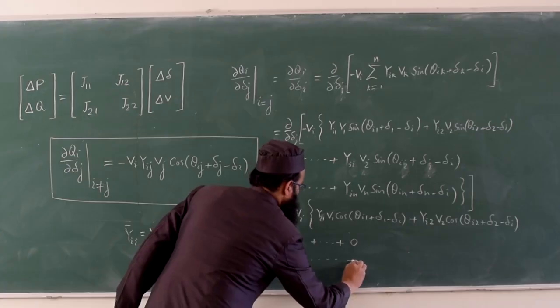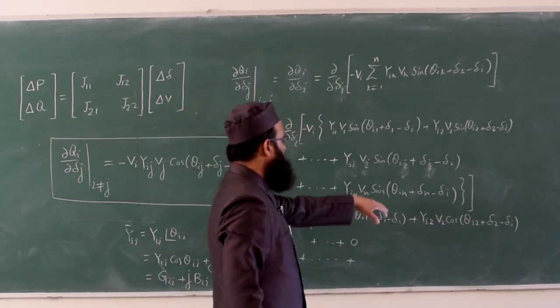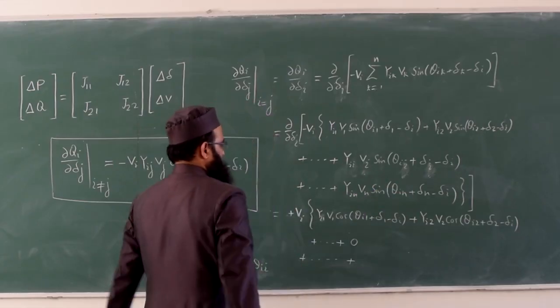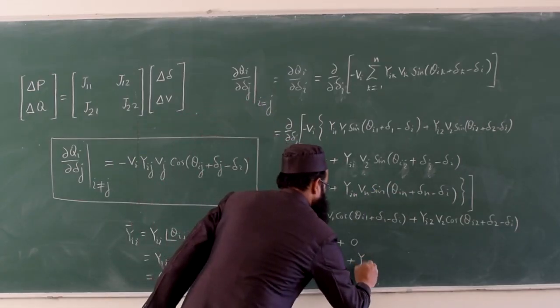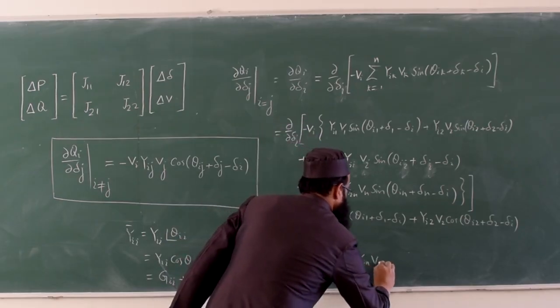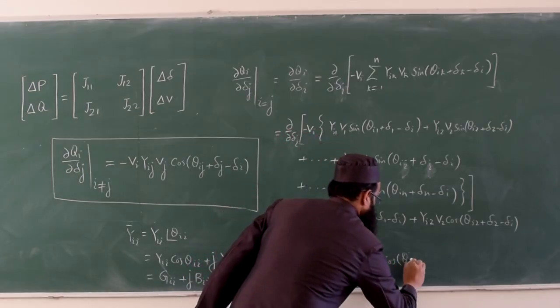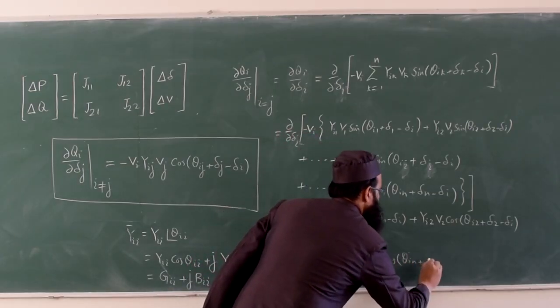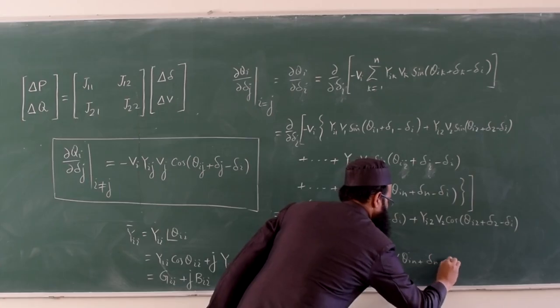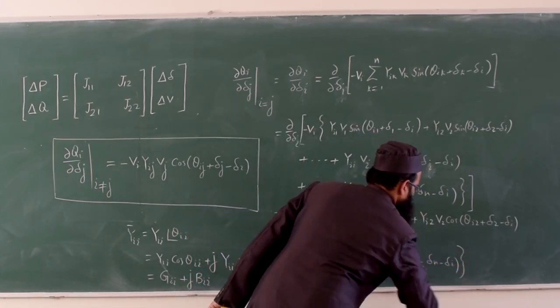So, similarly, directly write the nth term. Again, the nth term has delta I, so cosine, and the minus sign is already taken care of. So, write here Yin Vn cosine of theta In plus delta n minus delta I, in the middle bracket.